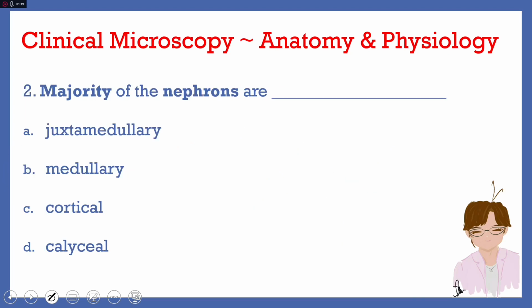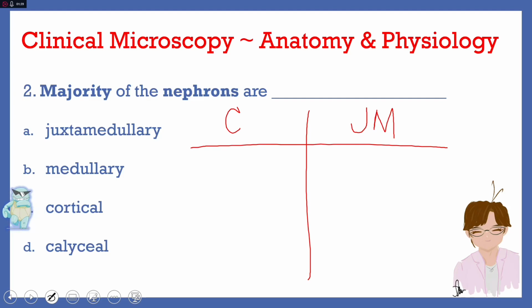Number 2, majority of the nephrons are letter A, juxtamedullary, letter B, medullary, letter C, cortical, or letter D, calycial. Answer here will be letter C, cortical. Our nephrons are divided into two. We have the cortical nephrons and the juxtamedullary nephrons. And they are different in the following manner.